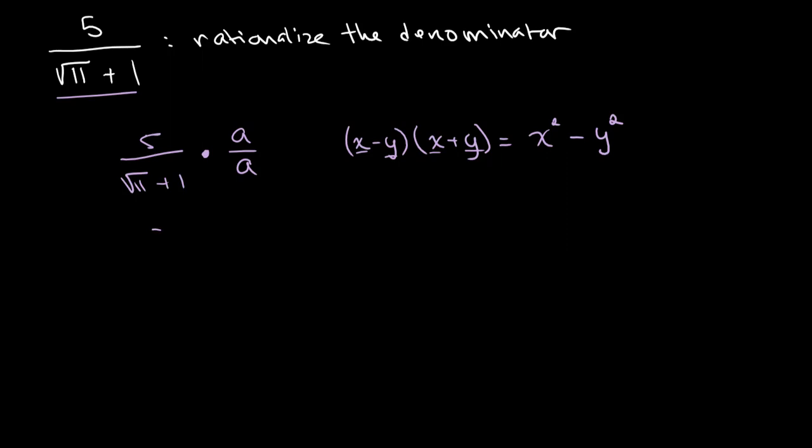We have our equation 5 divided by the square root of 11 plus 1, and we need to multiply this by some number a over a. Looking at this, we see that the square root of 11 plus 1 looks very similar to x plus y, where the square root of 11 would be our x and 1 would be our y.